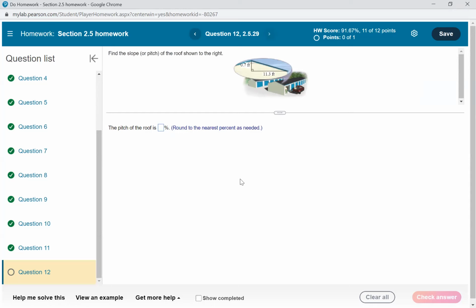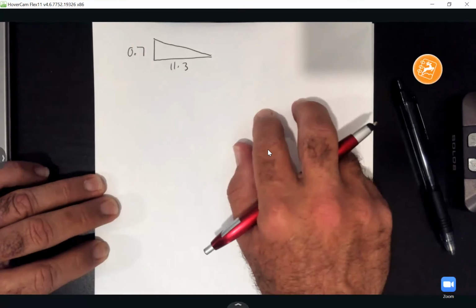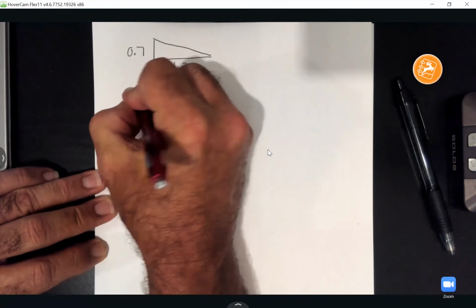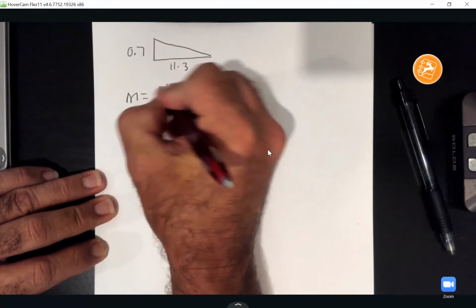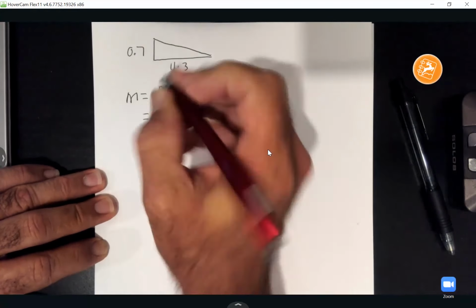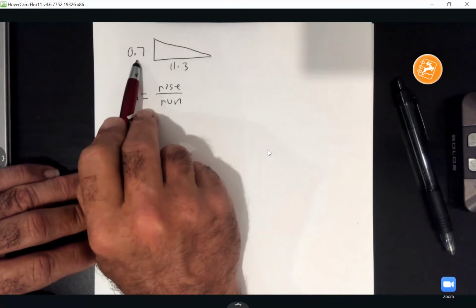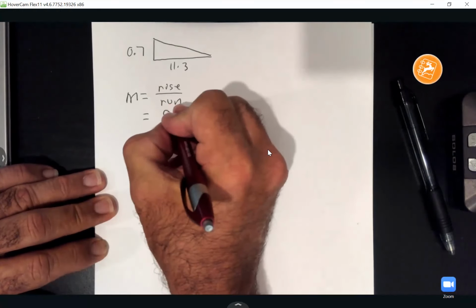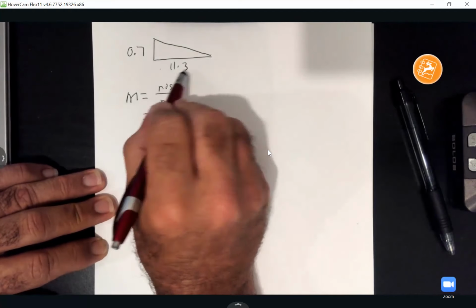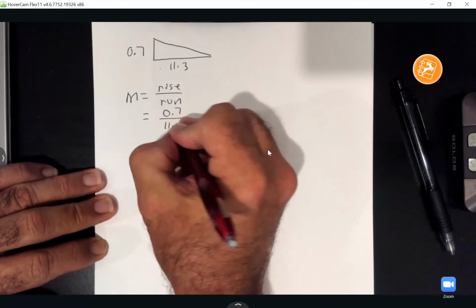So when we solve it, we've got to move that decimal right twice. And notice what this one says. Round to the nearest percent as needed. So that means no decimals, okay? They want it rounded to the nearest percent, so they don't want decimals at all. So M was going to equal my rise over my run again. Well, they gave me the rise. They said that was 0.7 over the run, which is 11.3.